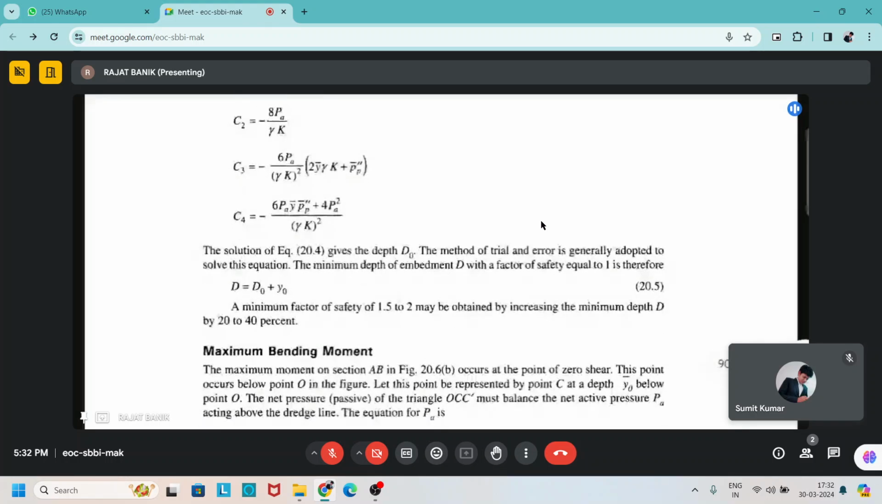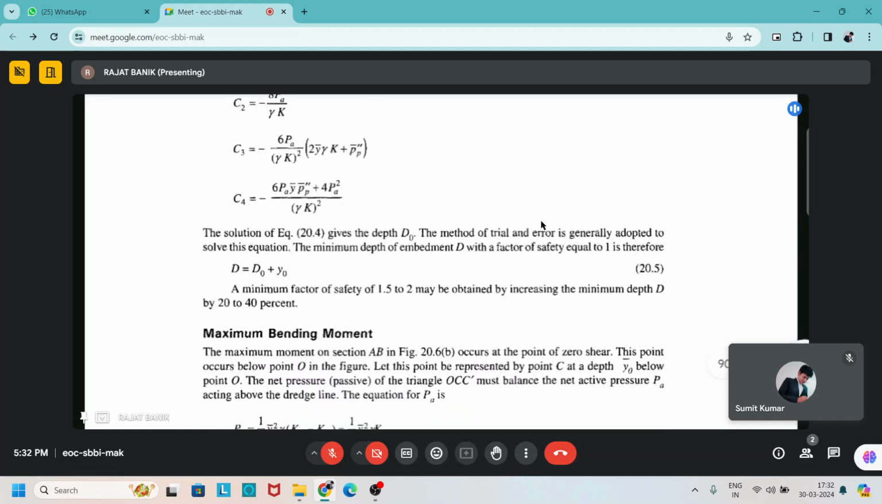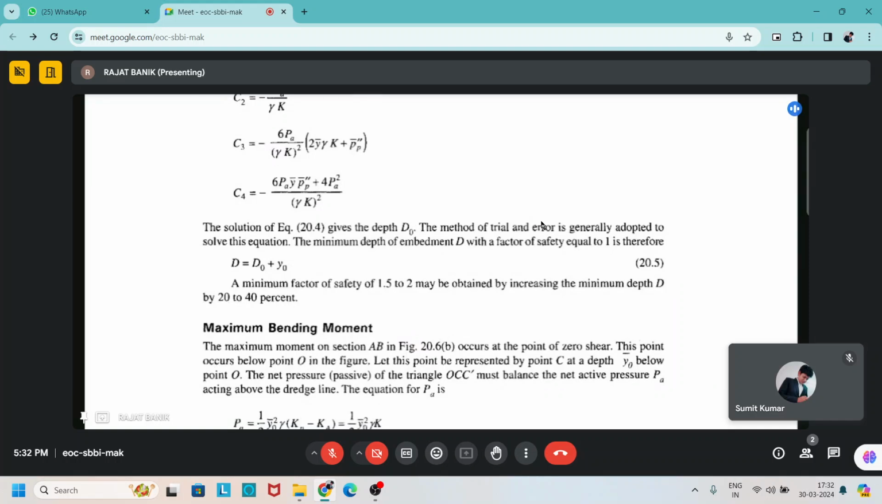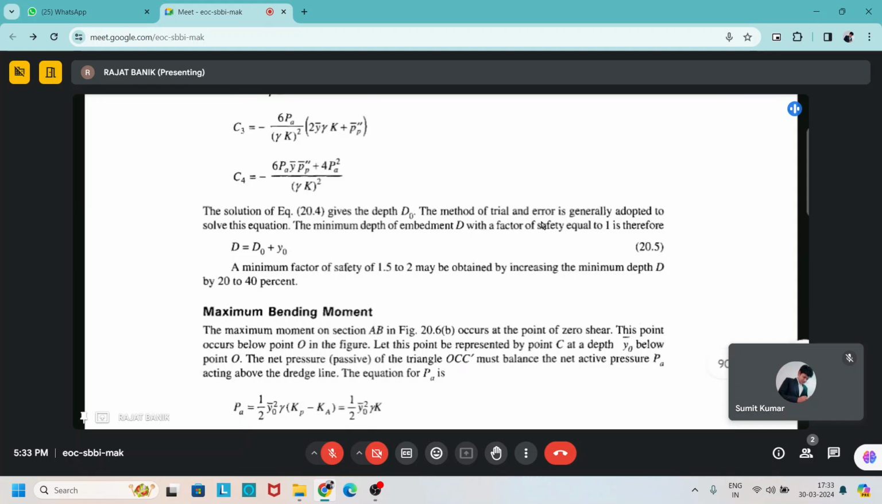The method of trial and error is generally adopted to solve this equation. The minimum depth of embedment D with a factor of safety equal to 1. Therefore, D is equal to D naught plus Y naught. A minimum factor of safety of 1.5 to 2 may be obtained by increasing the minimum depth D by 20 to 40%. Then we find out the maximum bending moment.